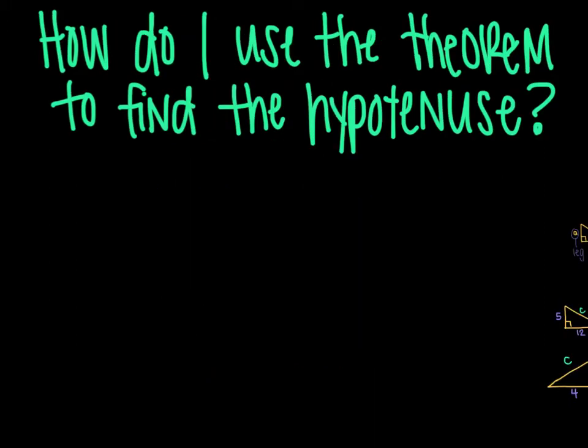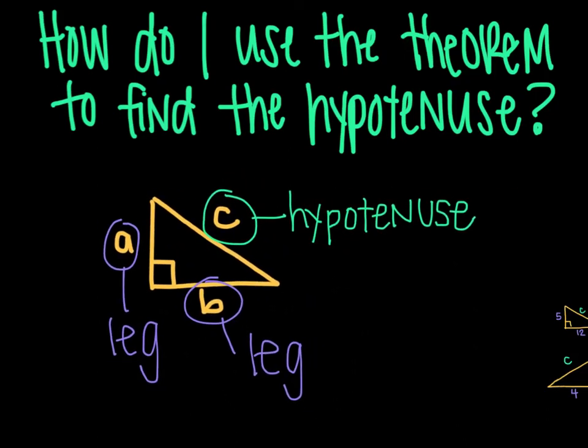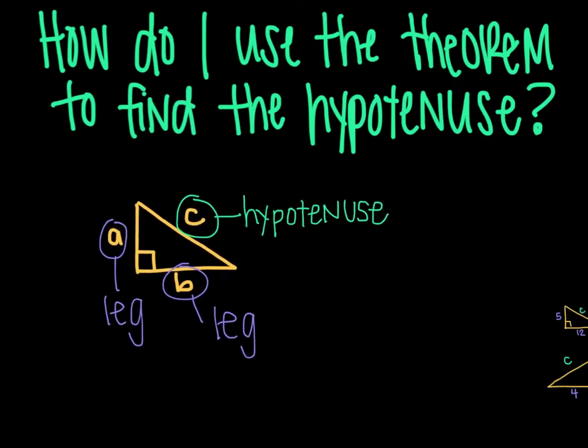How do you use the Pythagorean theorem to find the hypotenuse length? Well, there's first some things we need to talk about. Here is a picture of a right triangle. Remember, the theorem only works for right triangles. Your c term is your hypotenuse, and then a and b are your legs, so there's a picture.